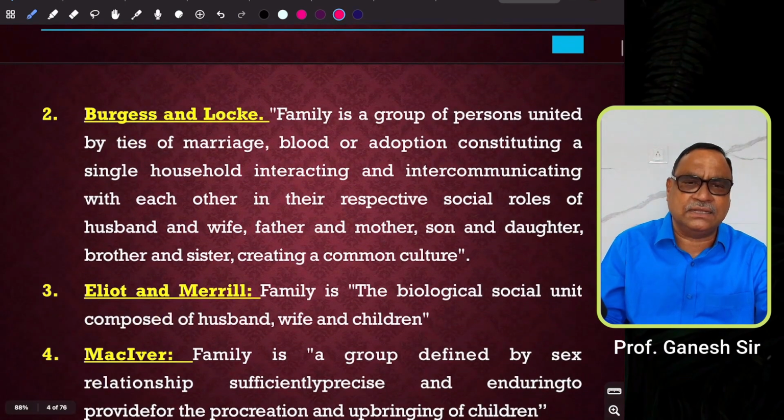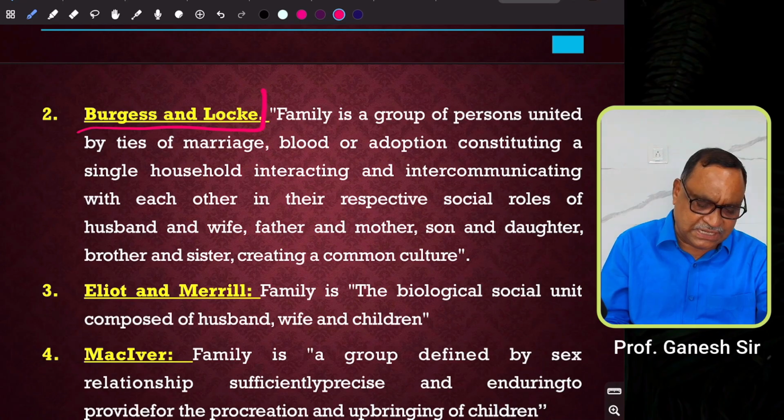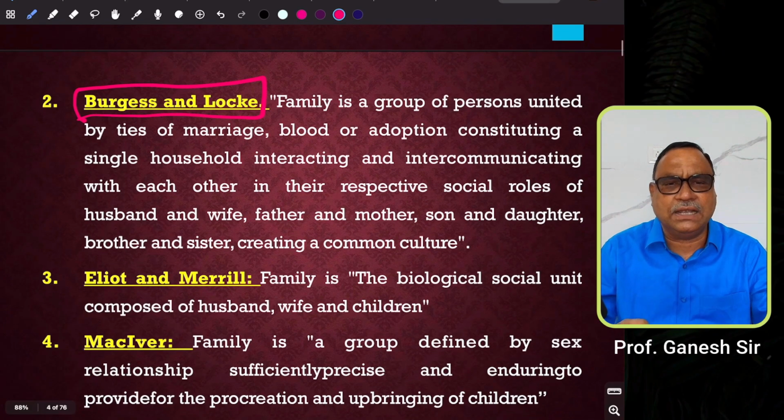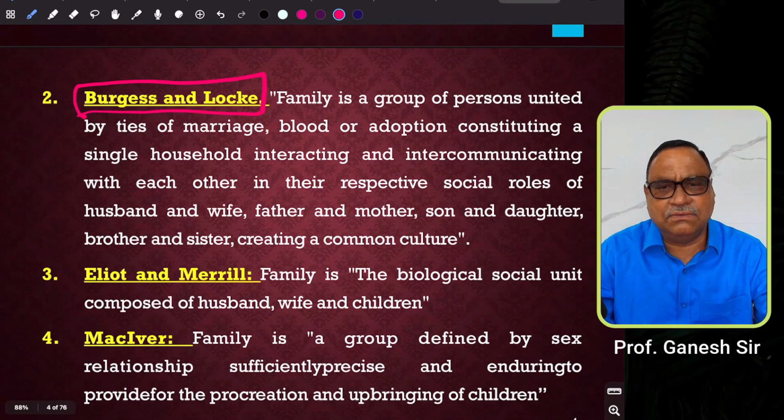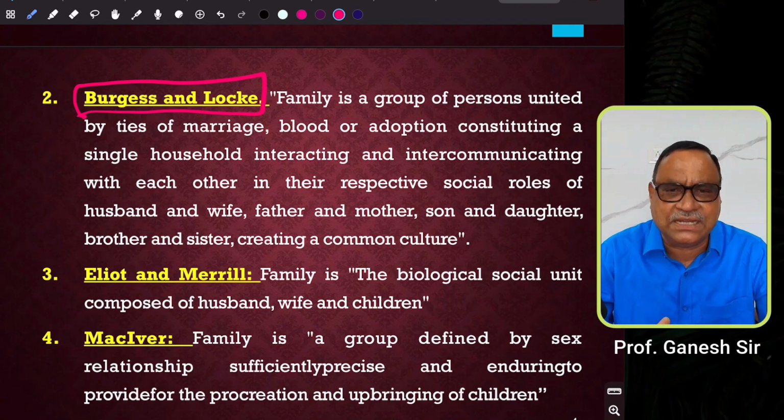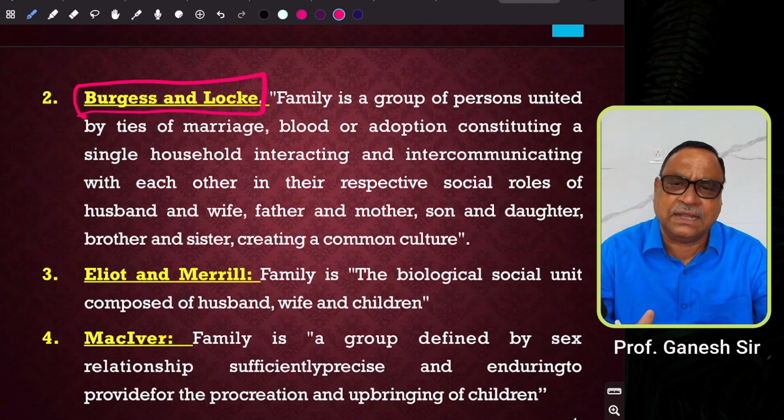Then another definition is given by Burgess and Locke. According to Burgess and Locke, family is a group of persons united by ties of marriage, blood, or adoption, constituting a single household, interacting and intercommunicating with each other in their respective social roles of husband and wife, father and mother, son and daughter, brother and sister, creating a common culture.